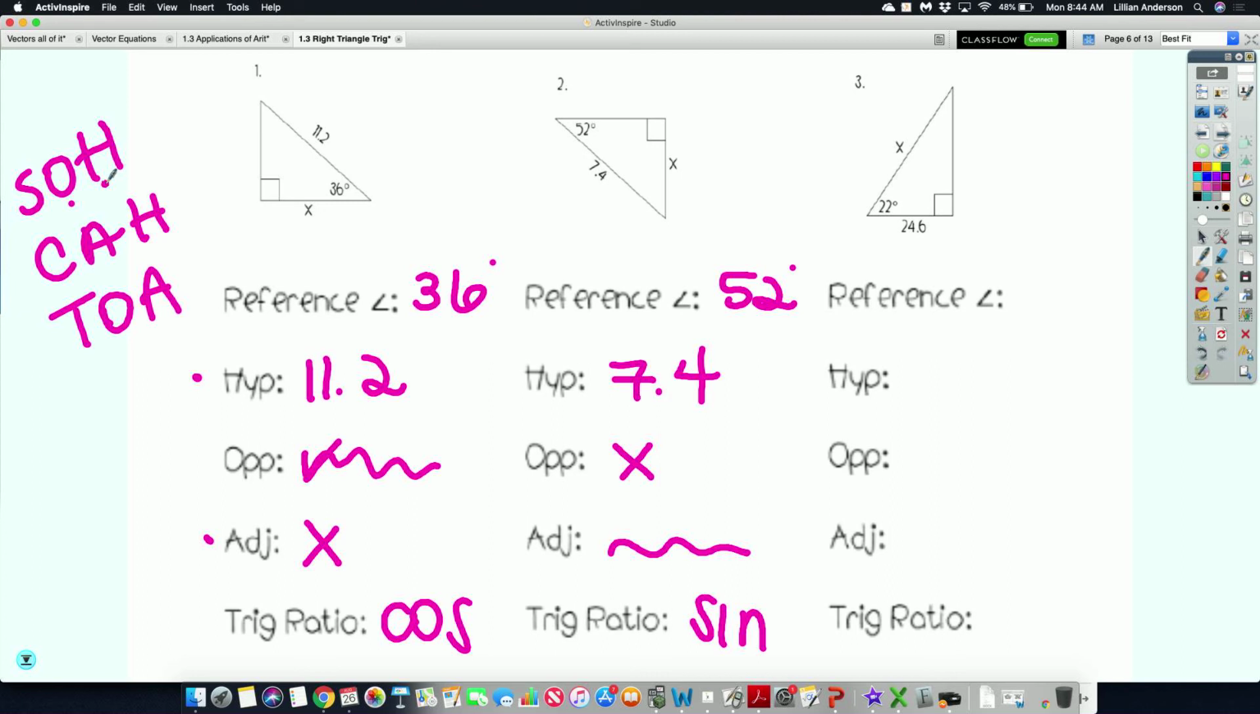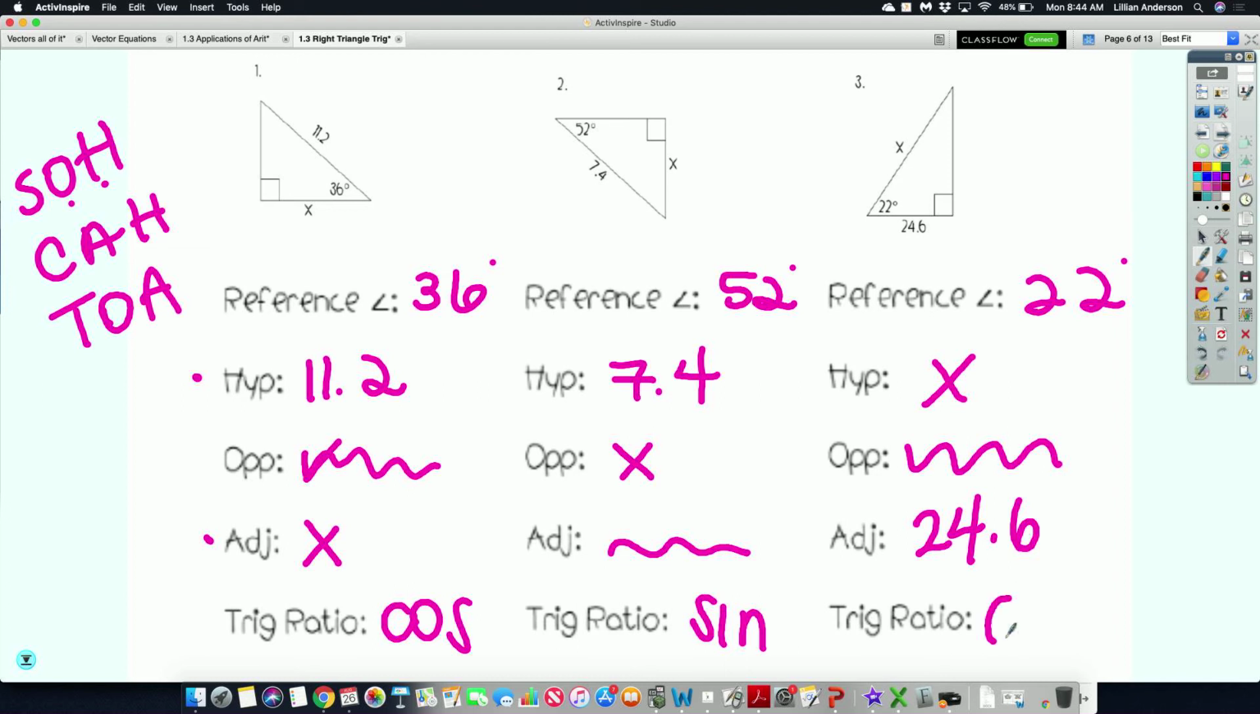And this last one, we have 22 degrees. We labeled our hypotenuse X. We had nothing labeled for our opposite, but our adjacent was 24.6. Which trig ratio has adjacent and hypotenuse? Cosine. So again, the importance of labeling your sides is key, so that way you know which part of SOHCAHTOA to use. Everyone following along? Is this review? Do you remember this? Okay. All right.